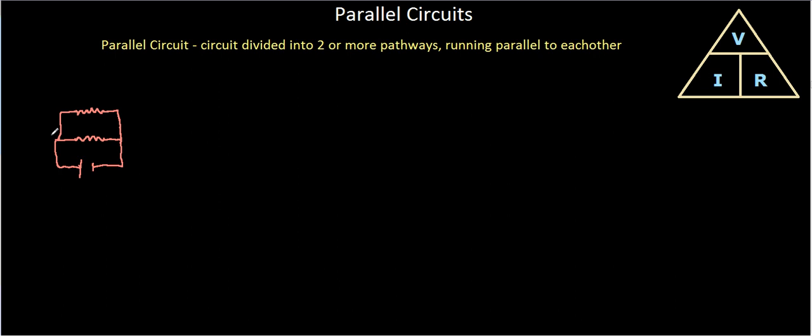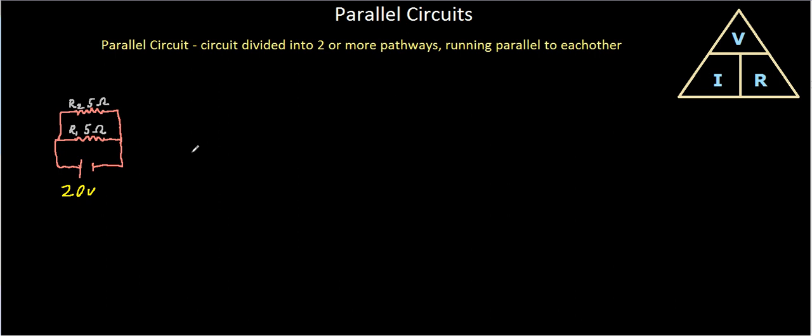And so let's give these some values. Let's say this first resistor, we'll call it resistor 1, is 5 ohms. And let's say resistor 2 is also 5 ohms, just to keep it nice and simple. And lastly, let's give this a 20-volt power source.